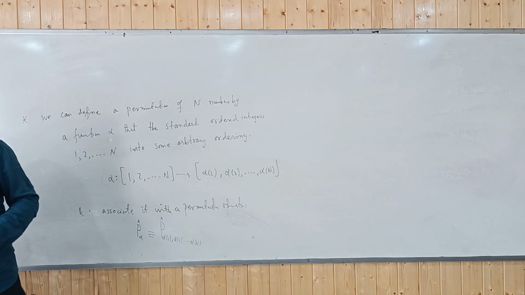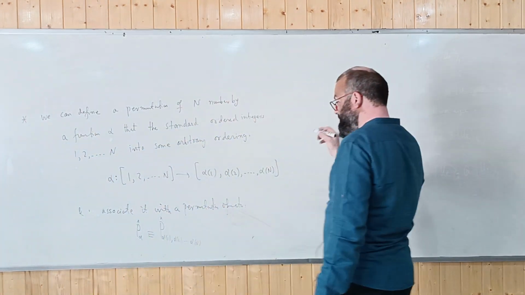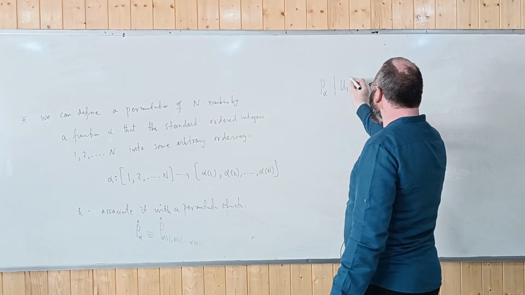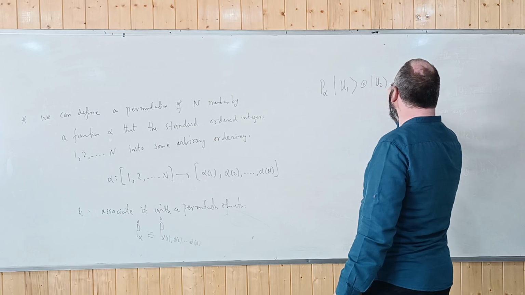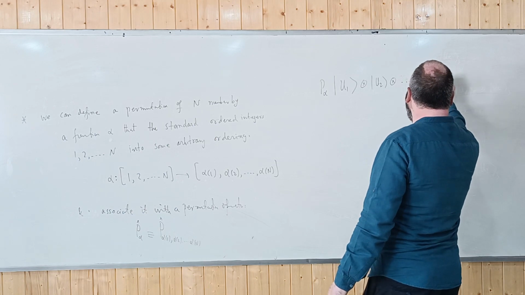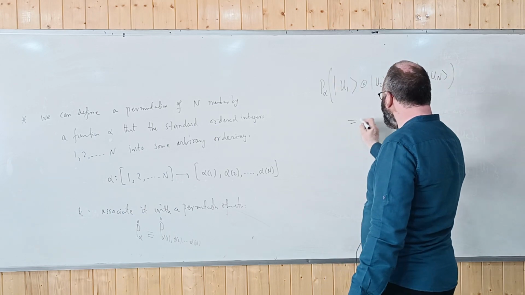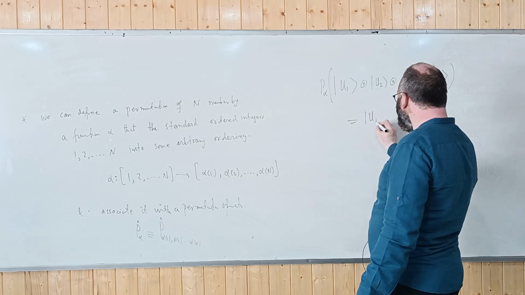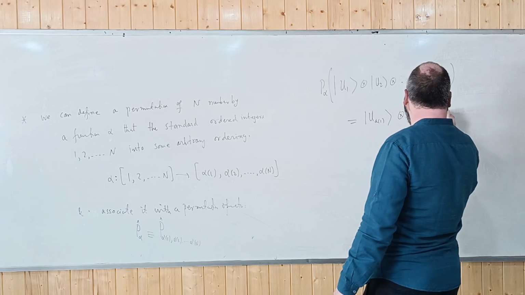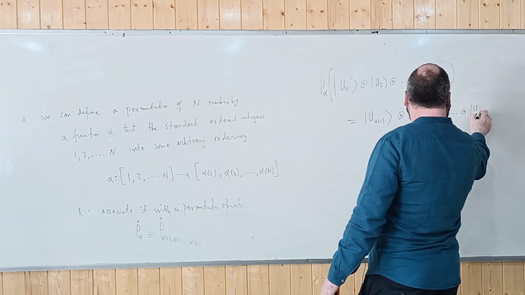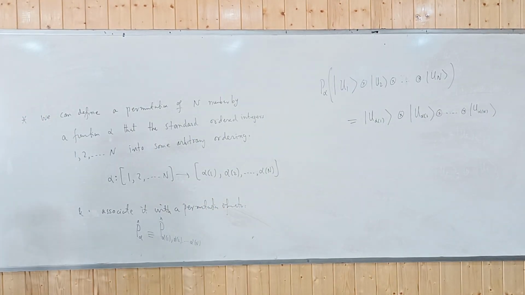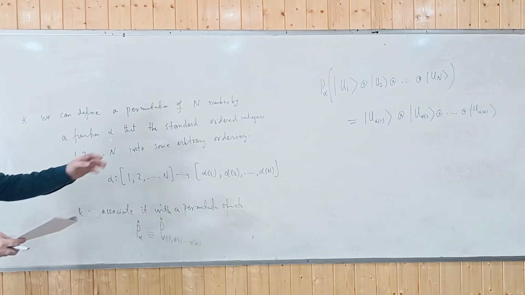Okay, let me write. What this means is that with P alpha, if you have, let's say, U1 tensor U2 tensor, and so on up to tensor UN, that's simply equal to the ordering of these labels. So it's U alpha 1, U alpha 2, and so on up to U alpha n. Okay, let's take the example of 4. Everybody has followed it? Yes, sir.